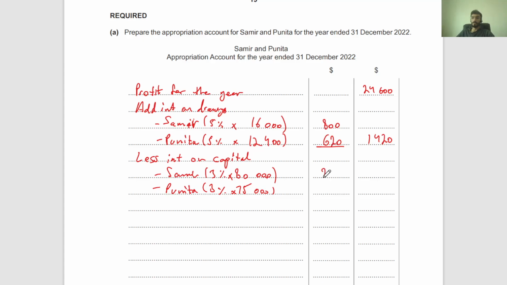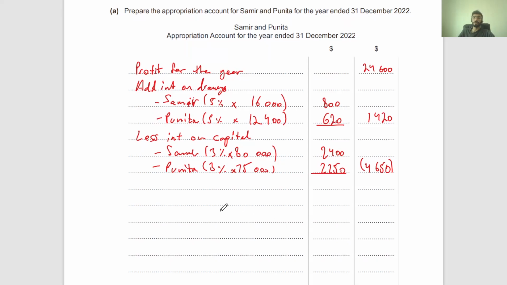That's 2400. That's 2250. Total 4650. Please be very careful. It's a deduction, so make sure you don't add it. Okay, you have to deduct this. Show it in brackets because it's a deduction.